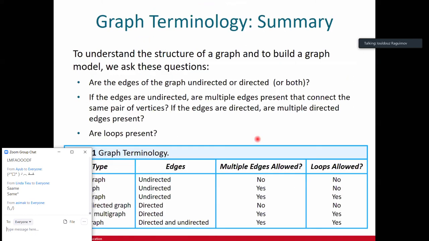Very good. We stopped on this slide last class. I want you to understand this table from the textbook. It's very important for understanding the terminology of graph theory. It's given in our textbook. Okay.